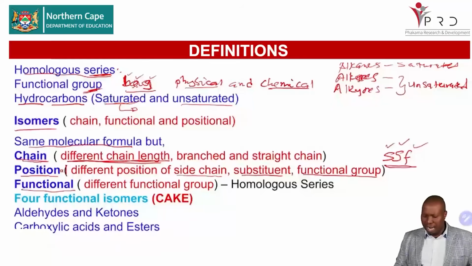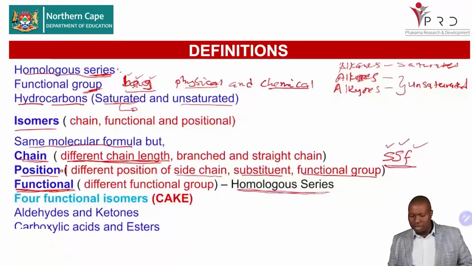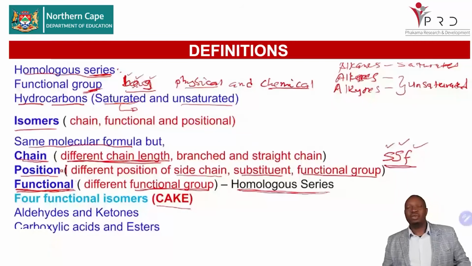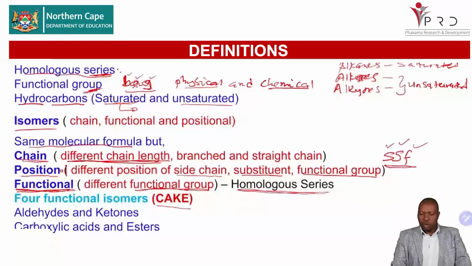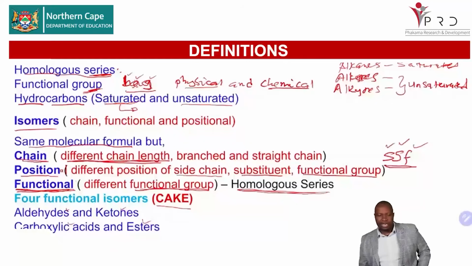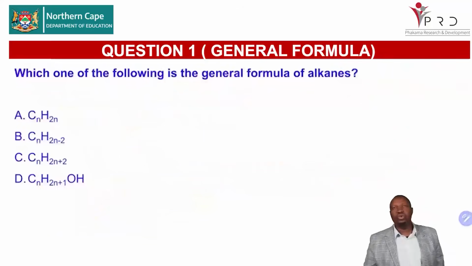So when it comes to functional isomers, they belong to different homologous series. So the homologous series are not the same. These ones have the same molecular formula, but different functional group. And we gave you cake there for you to always remember that these are between the aldehydes and ketones, and the carboxylic acids and esters. I hope this helps you as you remember the definitions, because definitely you will get questions that want you to define.